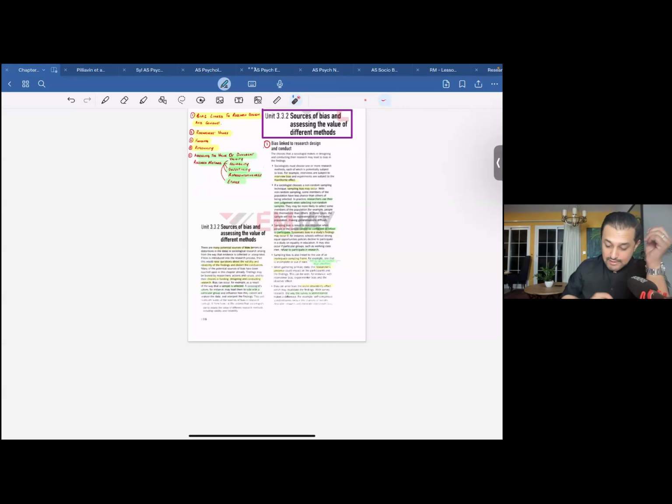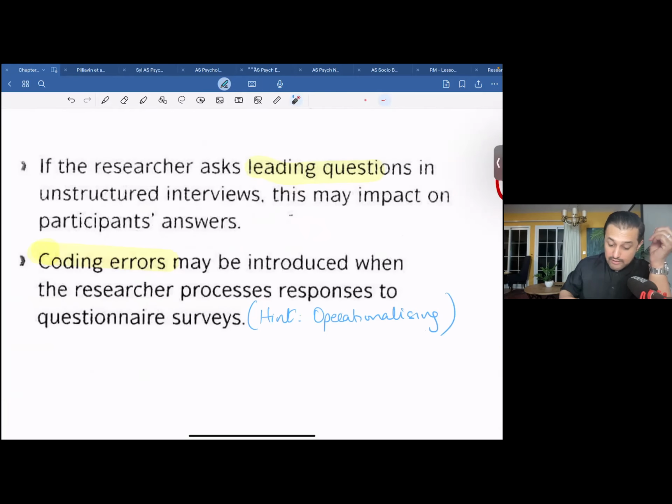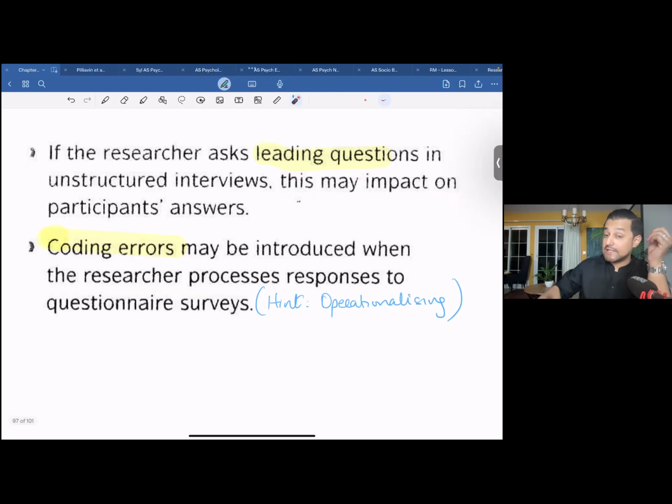Now, taking this ahead, number two. If the researcher asks leading questions, now what is a leading question? If it's a questionnaire or an interview, and the researcher ends up asking a leading question, what's a leading question? When you phrase your question in a manner that you get your desirable answer, you refer to that as a leading question. As the name suggests, the wording of the question is leading the respondent or the participant to answer back in a particular manner.